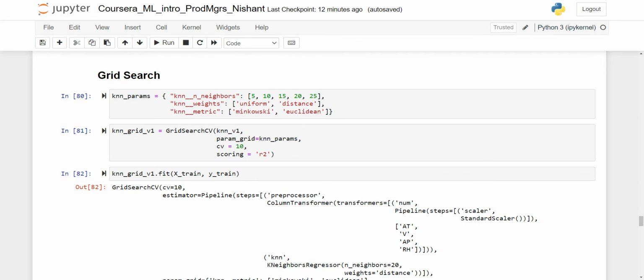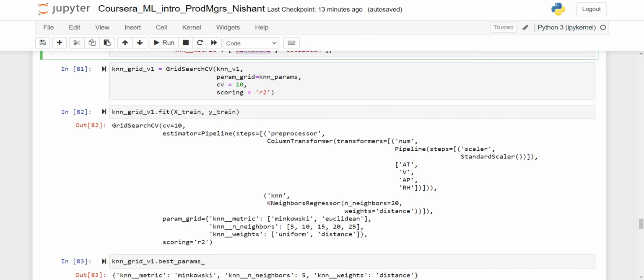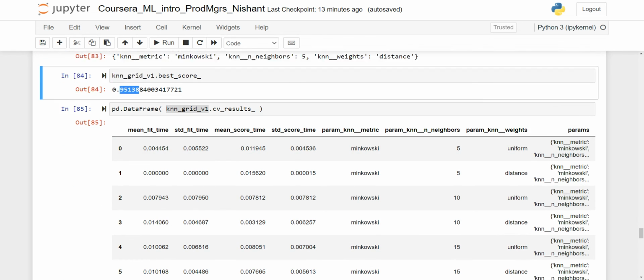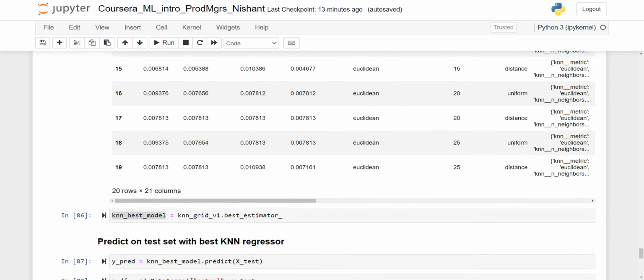Then I went ahead and tried multiple other hyperparameters, like different numbers of nearest neighbors and different weights. Instead of using distance-based weights, I can use uniform weights for all the distances across the various neighbors. I can use other distance metrics such as Minkowski and Euclidean. Then I did the grid search and got the best model, and the best score is 95.13. These are the various results I have.